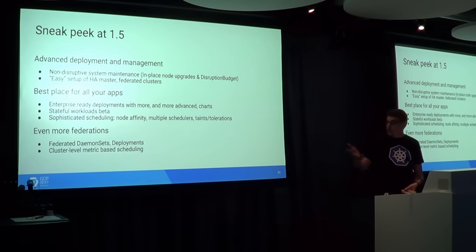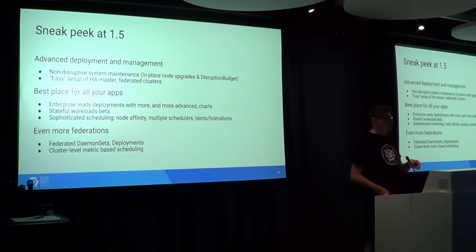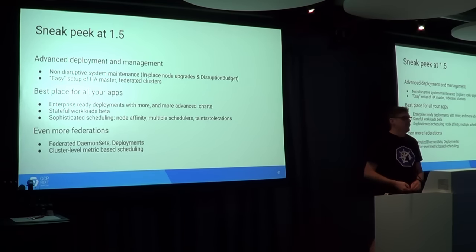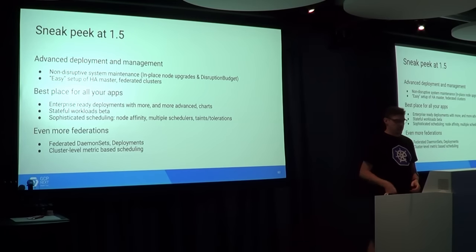So more things, like we mentioned deployments before, we create them per cluster at the moment, but they'll be federated in 1.5. We have more metrics-based scheduling. I think we do anti-affinity and affinity in 1.4. Maybe node affinity is coming in 1.5. And the easy setup that we've done for a single cluster in 1.4, we're moving out to set up both highly available masters and to easily set up a federation.